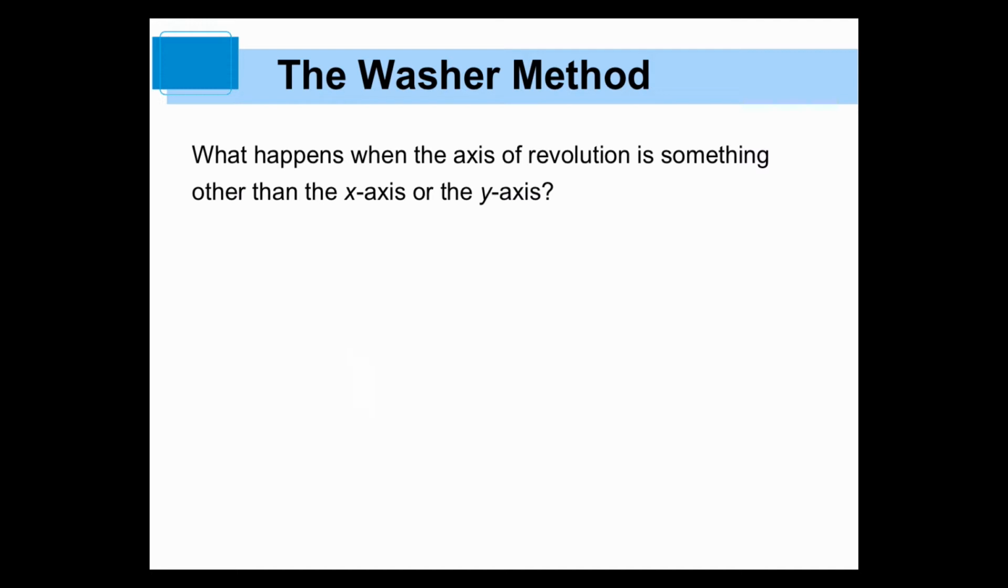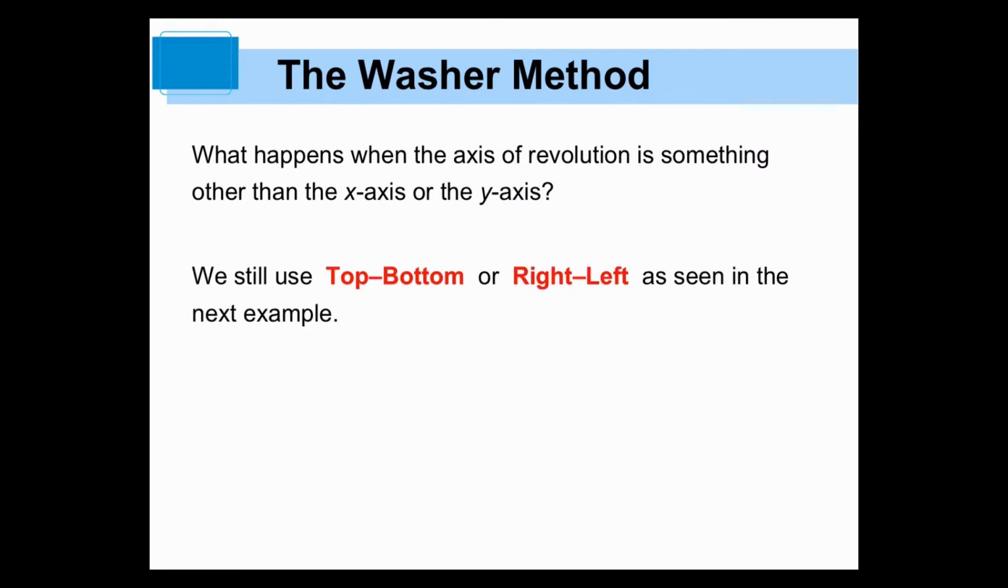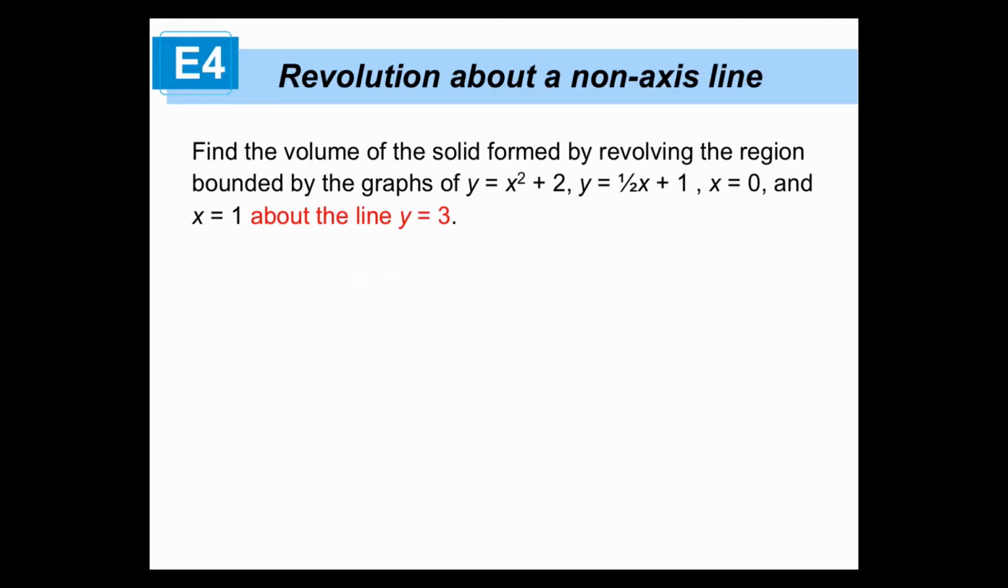This will be fun. So instead of spinning it around the x-axis where the value is 0, now all of a sudden we're spinning it around a value that's something different than 0, and we have to take that into account. Still going to use top minus bottom and right minus left. Those rules hold true for everything that we do with these volume of revolution problems. So let's look at it in this example.